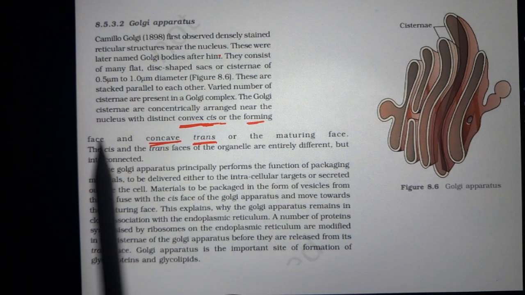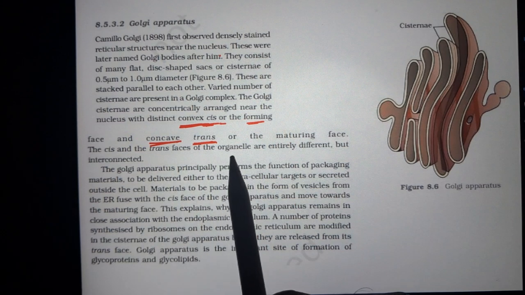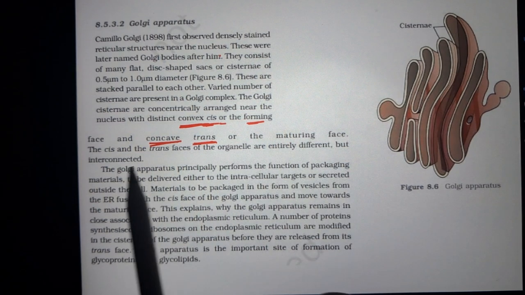Cis is known as the forming phase. This trans is known as maturing phase. Here cis and trans are entirely different but interconnected organelles.